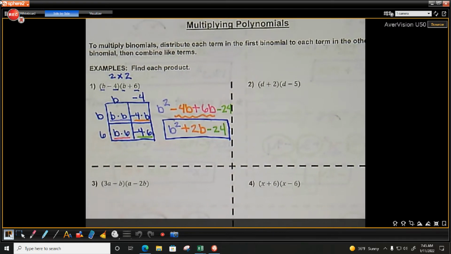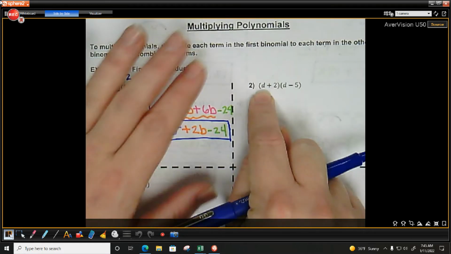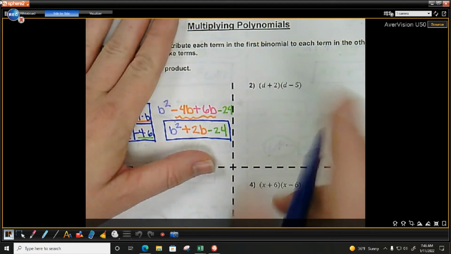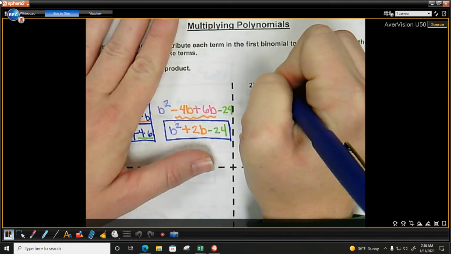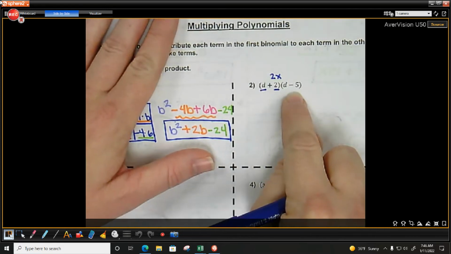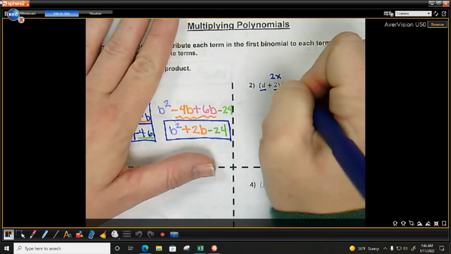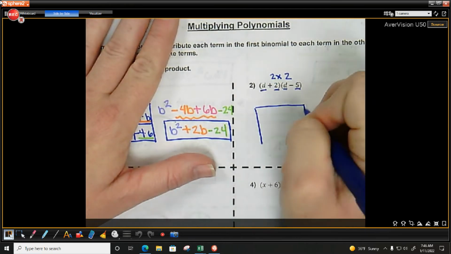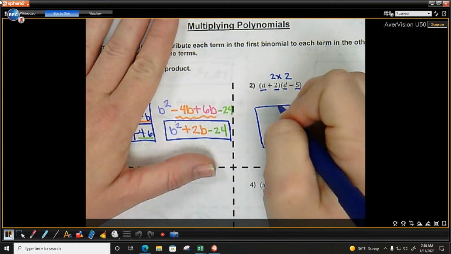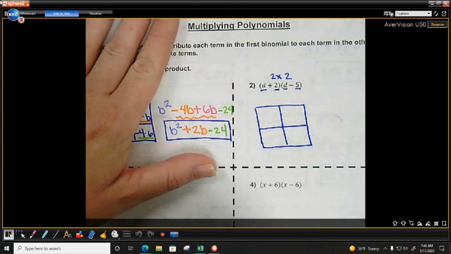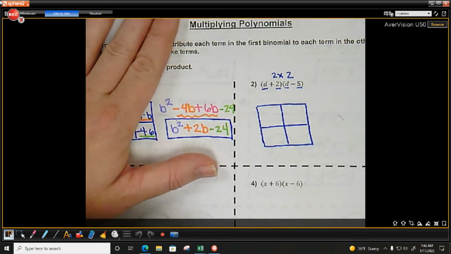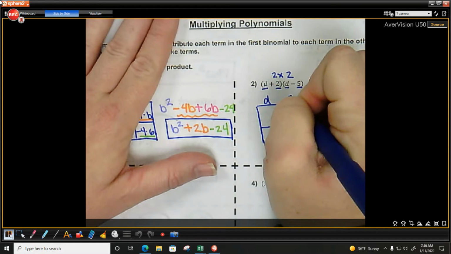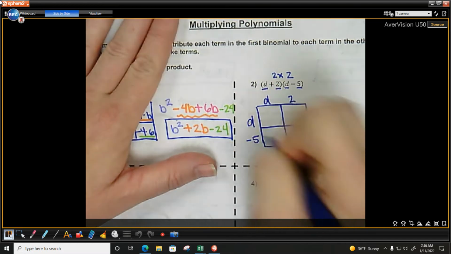Guys, these are super procedural. We're doing the same exact thing every single time. We first start by, how many terms do I have in my parentheses? 2 terms. So that's 2 terms times, how many terms do I have in my second parenthesis? Also 2. So that's a 2 by 2, so I'm drawing a 2 by 2 Punnett square. Then I'm labeling my Punnett square. D and 2, D and negative 5.